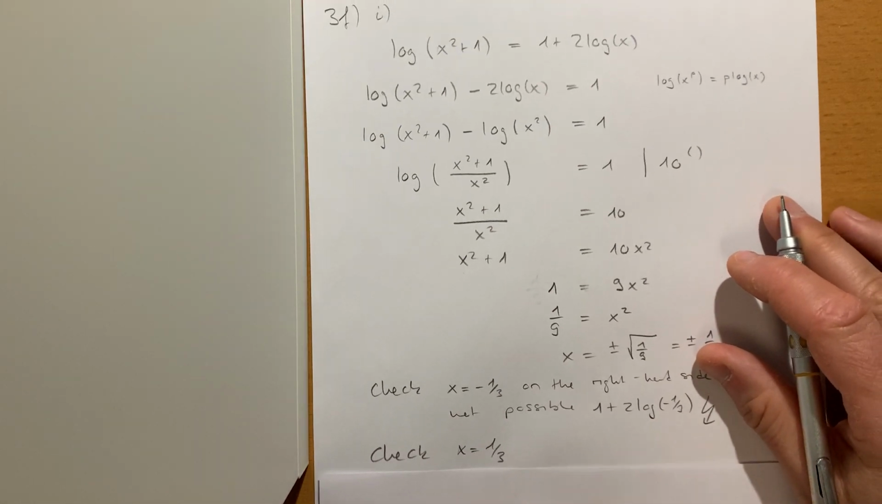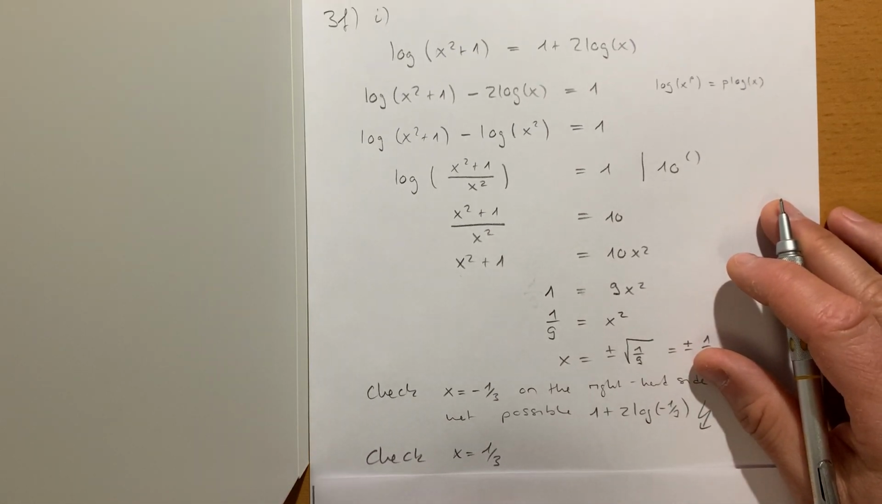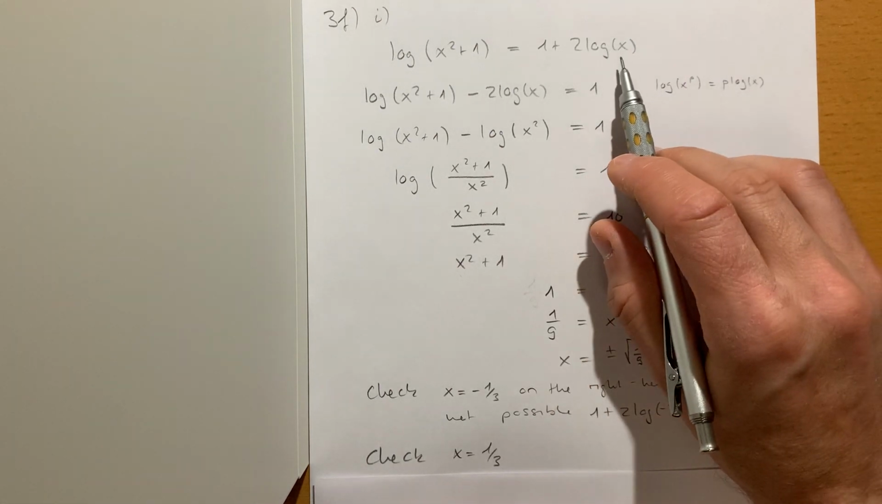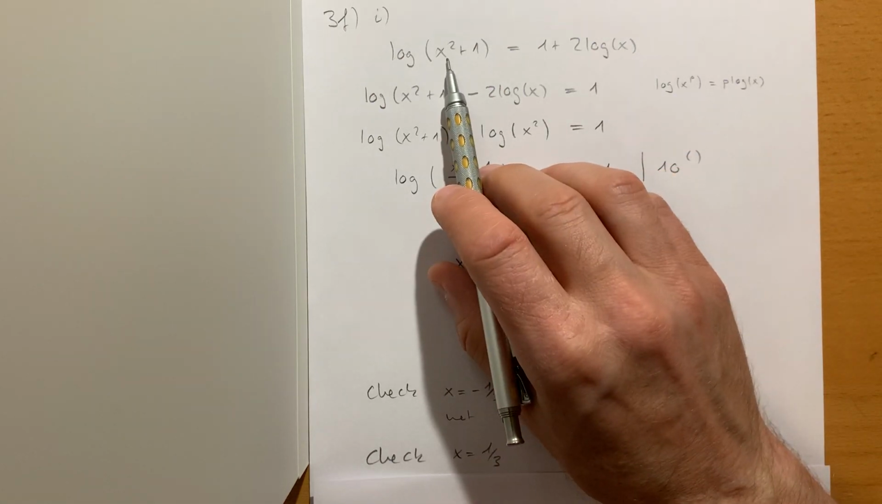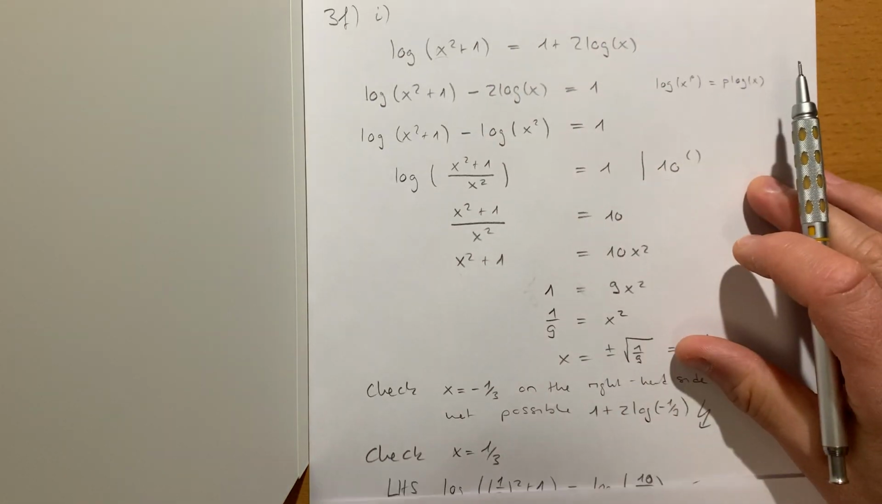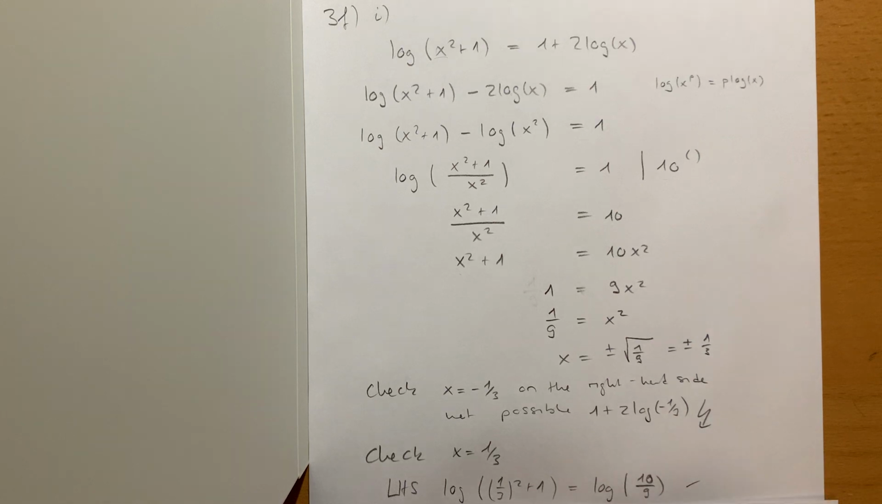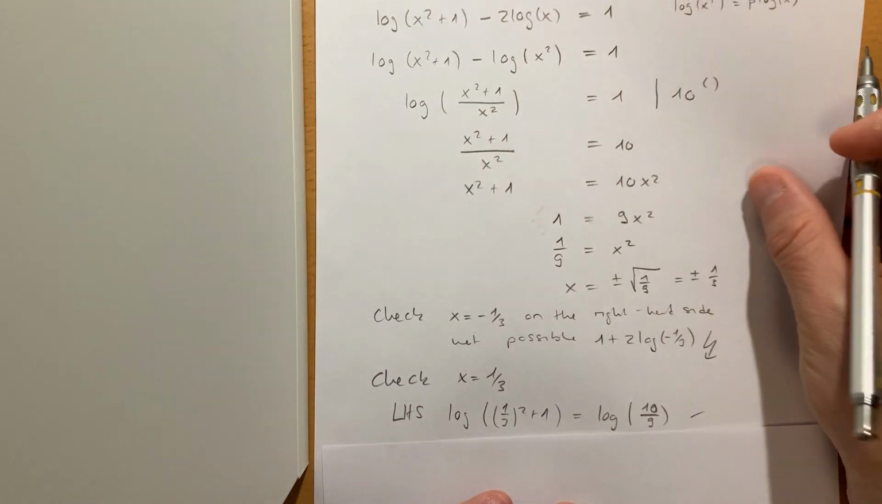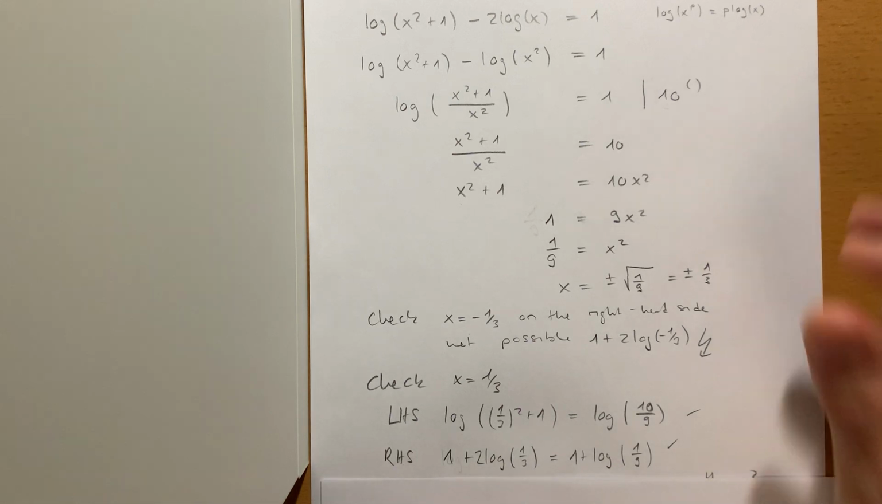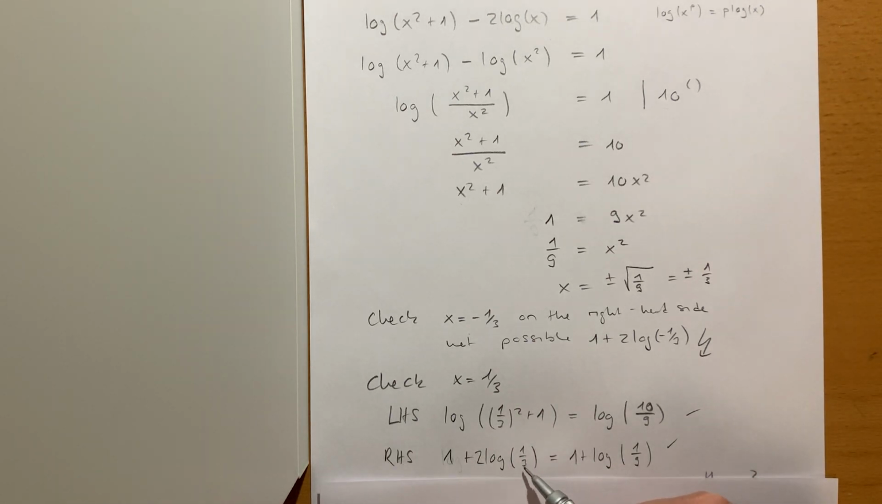Now let's check the one with the 1/3. That seems not to make any problems back here, and it doesn't seem to make any problems here. So let's check. Left hand side, we plug it in. Well, this is 1/3 squared plus 1, which is 1/9 plus 1 is 9/9, so it's 10/9. Okay, now let's do it with the right hand side. So it's 1 plus 2 times the log of 1/3.